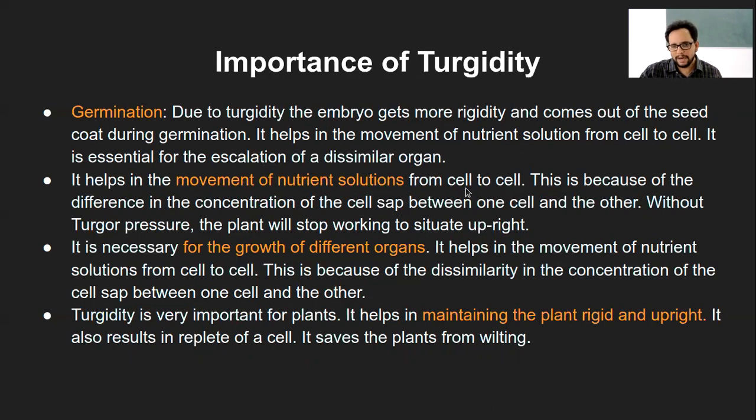So that is what we had seen. It is also necessary ultimately for the growth of different organs, because nutrient solutions are being passed, so ultimately it's helping in the growth. There is nothing more to explain here. And due to all this phenomena, the turgidity helps in maintaining the plant rigid and upright. So that is, after germination, how this phenomena is helpful for the plant to be in a rigid structure and in an upright position. So that is the importance of turgidity in germination.